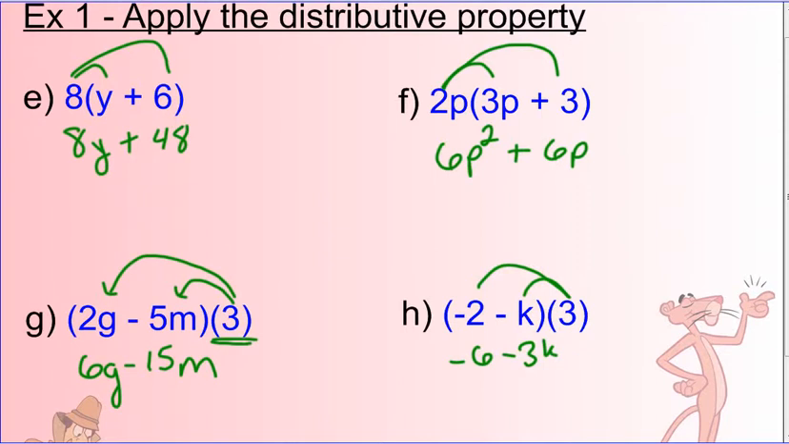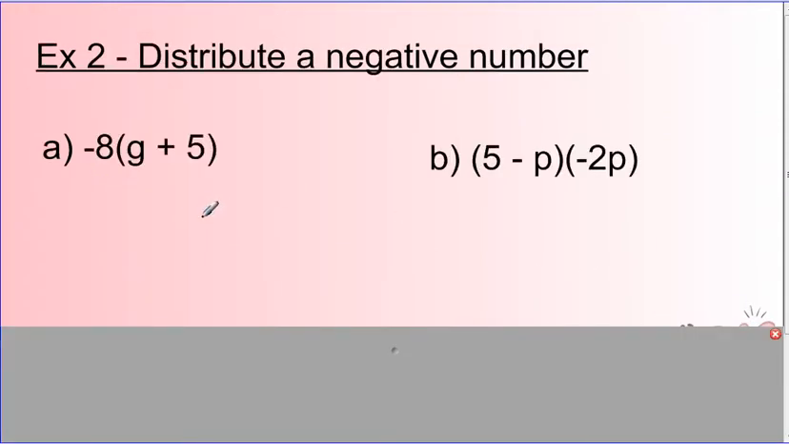Okay? So now let's check out what happens if this outside number is negative. Well, it's the same exact math. The only difference here is now you have to deal with the negatives as you're multiplying. Well, we had some in the last problem too, but look at this. Now we have a negative 8 times g and a negative 8 times 5. Okay, so negative 8 times g is a negative 8g. Negative 8 times 5 is a negative 40. So there's really nothing different about that problem.